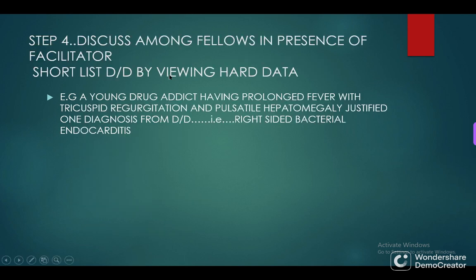Step 4 is to discuss among the fellows in the presence of a facilitator. If the facilitator is not present, then the person who has slightly higher knowledge in your group will become the facilitator. Now shortlist the differential diagnosis by viewing the hard data. For example, a young drug addict having prolonged fever and tricuspid regurgitation. It is the tricuspid regurgitation which causes the pansystolic murmur at the right parasternal border, and that is why there is a pulsatile hepatomegaly. This justifies one diagnosis only.